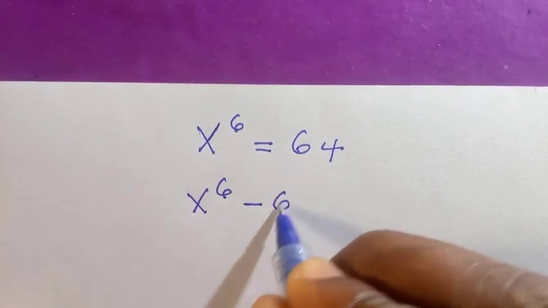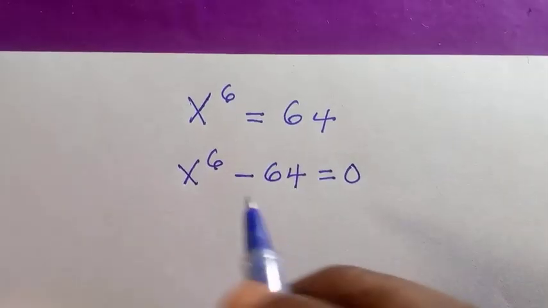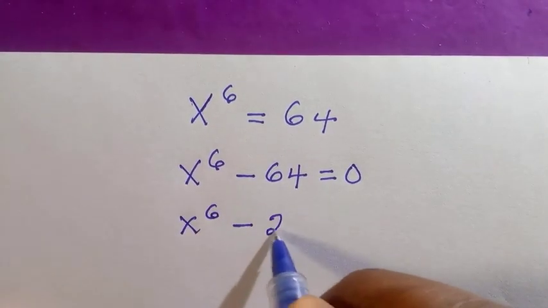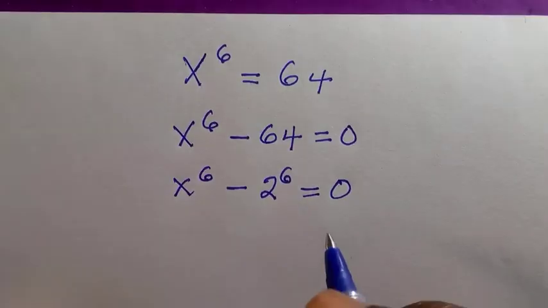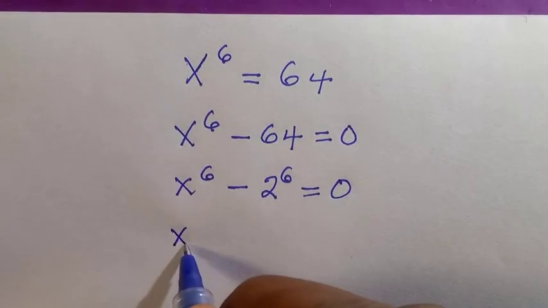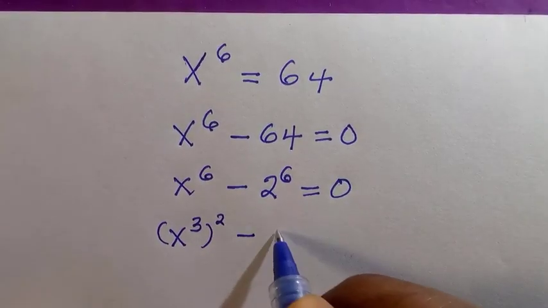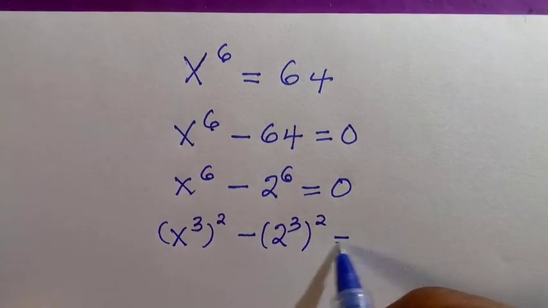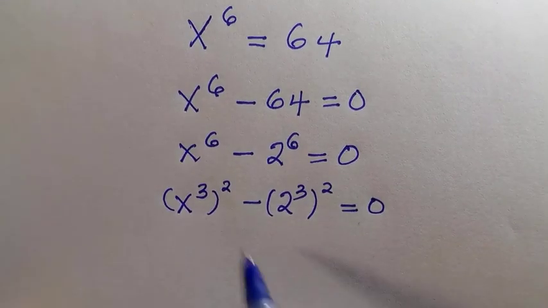So if I transfer 64 to this side, we have x raised to the power 6 minus 64 equals 0. And 64 can also be rewritten as 2 to the power of 6. If you consider this as well, we can write this as x raised to the power 3, all raised to the power 2, minus 2 raised to the power of 3, all raised to the power of 2, everything equals 0.